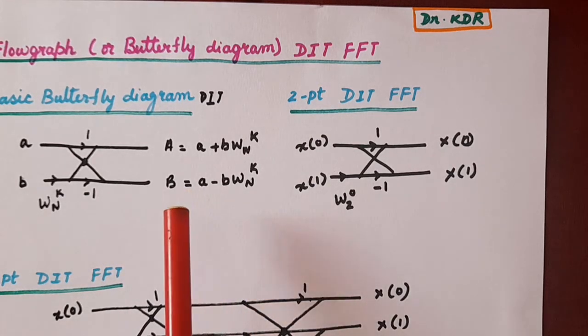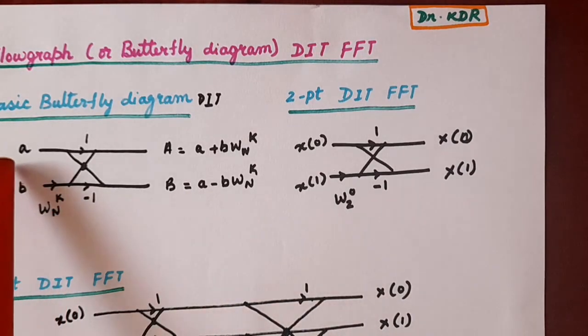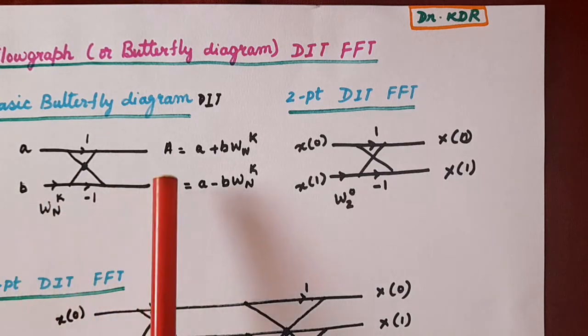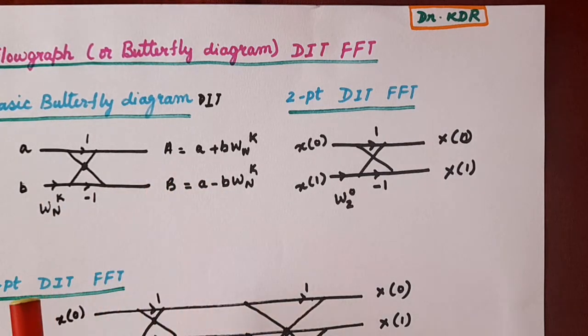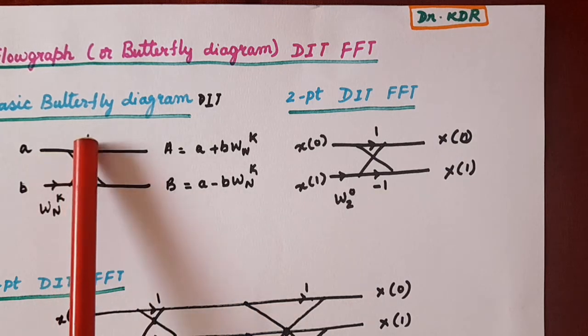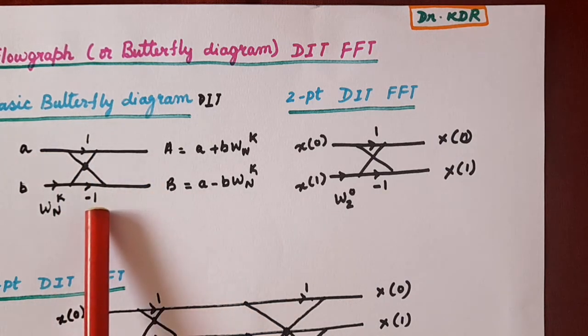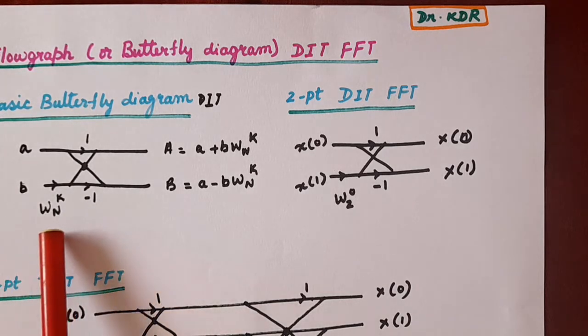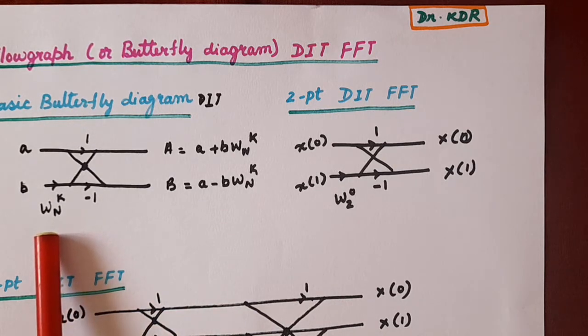Here if you see, the input is small a, small b, and capital A, capital B are the output. Here the upper line is carrying 1 and the lower line is carrying -1. In DIT the twiddle factor is written at the beginning of the second line. It is a basic diagram. The twiddle factor value is Wn to the power of k.